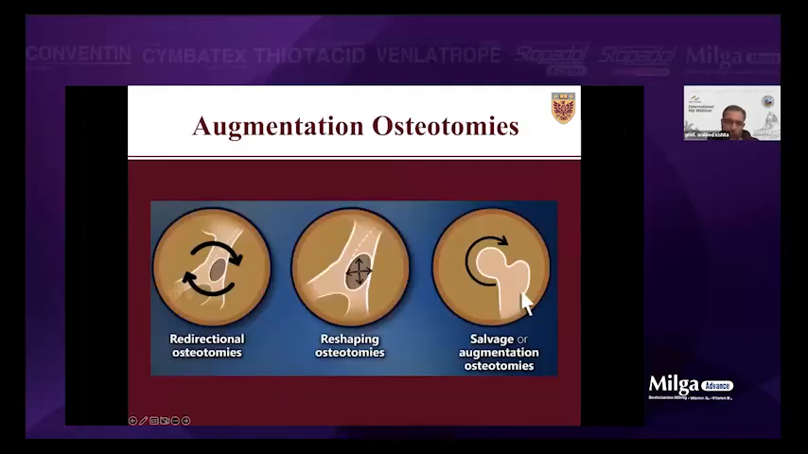Again, redirectional is like Salter, triple, and Pemberton. Reshaping is anything that hinges on the triradiate cartilage, and there is a lot of argument about whether reshaping decreases the size or the volume or increases the volume.